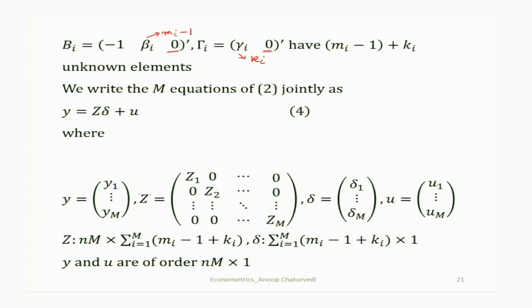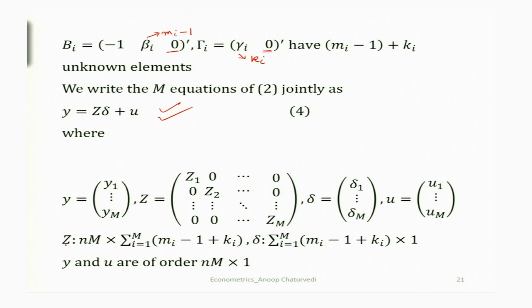So, if you multiply Z delta, then say the first equation is y_1 equal to Z_1 delta_1 plus 0 delta_2, and so on, plus 0 delta_M. So, you get Z_1 delta_1 plus u_1. Then y_2 is equal to Z_2 delta_2 plus u_2 and so on, y_M is equal to Z_M delta_M plus u_M. So, you can combine all the capital M equations in this form.